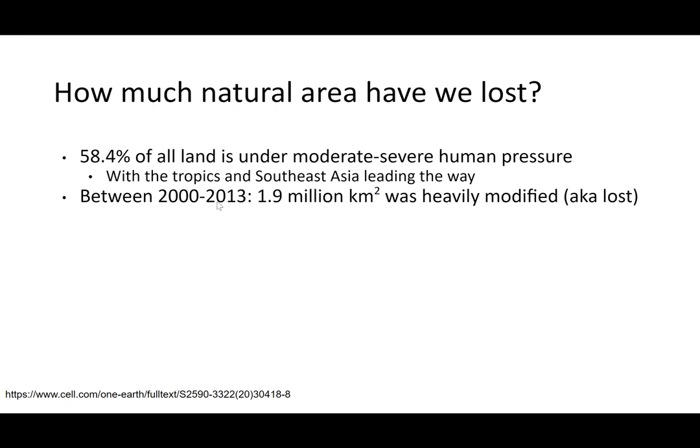So let's talk about some numbers, some hot off the press research. This is all taken from a really big paper that came out last year. In this paper, they documented that about 58.4% of all land is under moderate to severe human pressure. And what does that mean? It simply means that humans are encroaching on it. Land use change is occurring at an increased rate. So 58.4% of land, that is a massive amount of our planet. And between 2000 and 2013, about 1.9 million kilometers was heavily modified or simply lost. That's a massive amount of land. You're talking about country-sized amounts of land.